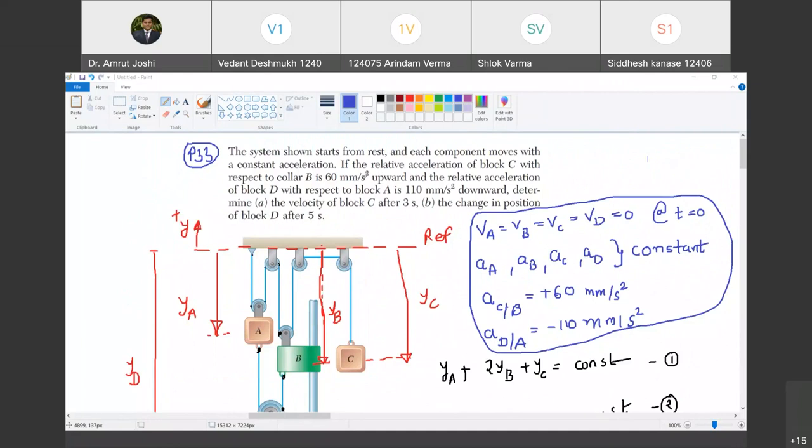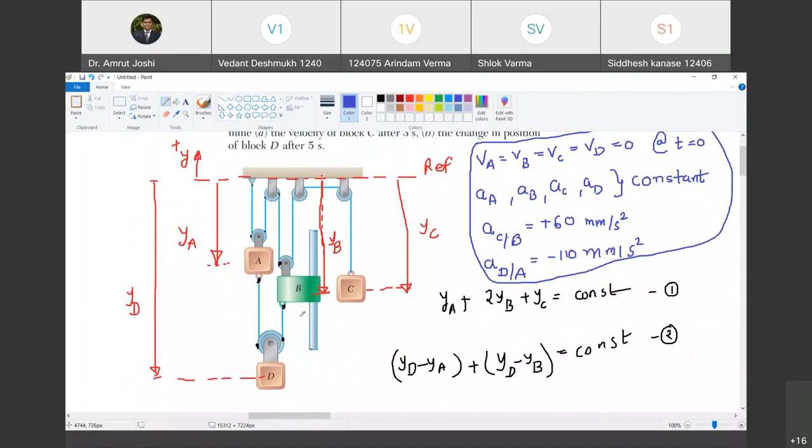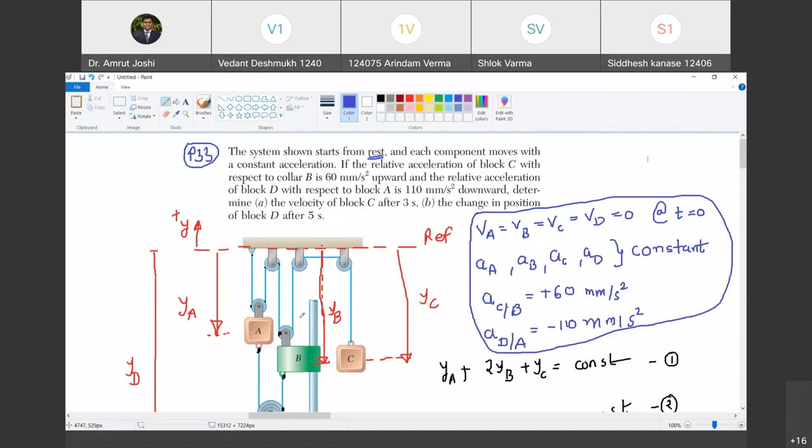So the system shown starts from rest. What is the meaning of the system starting from rest? It doesn't mean that all the particles were occupying the position equal to zero. No, but all the particles have velocity equal to zero. That means the system starts from rest. Are you with me? Yes, sir. Okay, so the first equation that we have written here is VA equal to VB equal to VC equal to VD. All four particles have initial velocity, that is velocity at the time when observation started, t equal to zero, is zero. Are you with me? Yes, sir.